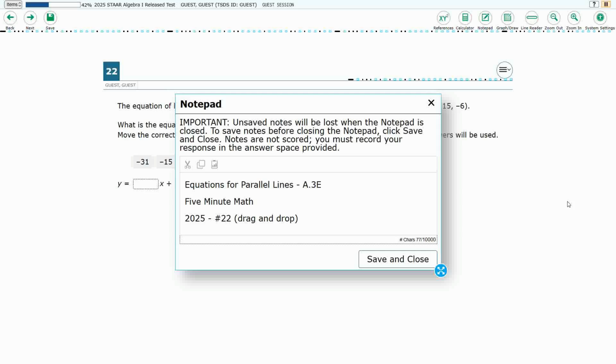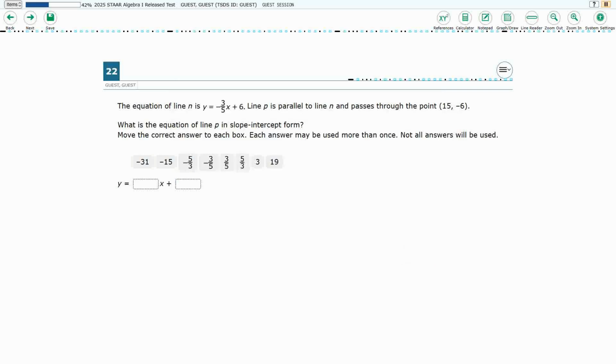Today we are looking at the Algebra 1 concept of equations for parallel lines. This is standard A.3E in the great state of Texas, and we are using item number 22 of the 2025 released STAAR test. This is a new item type called drag and drop, and if you haven't done so already, please go ahead and take a moment to pause the video, work this problem out on your own, unpause it, and we will look at our answers together.